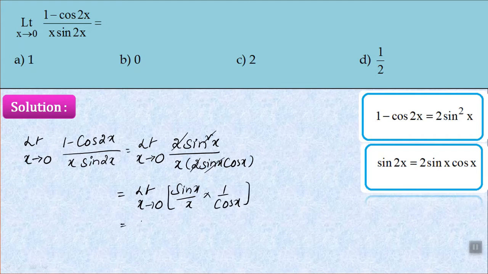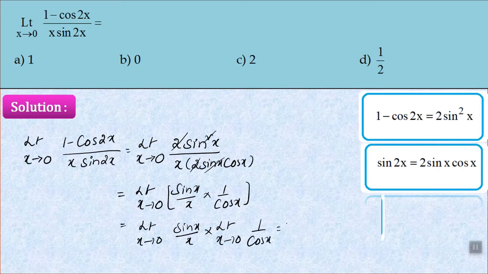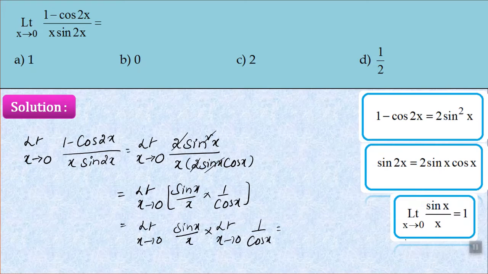Now applying the limit. Limit x tends to 0, sin x by x, into limit x tends to 0, 1 by cos x, is equal to, we know that limit x tends to 0, sin x by x is equal to 1, into, here x tends to 0, cos 0 is 1, 1 by 1 is 1. This equals 1. Therefore, the answer is option A.